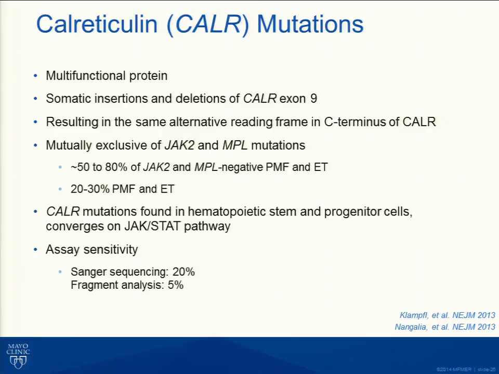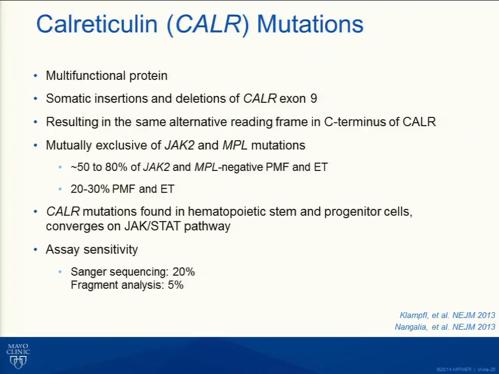JAK2 and MPL mutations have been demonstrated to be adequate to cause an MPN phenotype just by themselves. And for CALR mutation, there's a presentation at this ASH meeting from a French group reporting that in a retroviral mouse model, CALR mutation is adequate to cause an ET phenotype with progression to myelofibrosis. And the sensitivity for detecting the CALR mutation also depends on the platform: Sanger sequencing 20%, fragment analysis 5%.